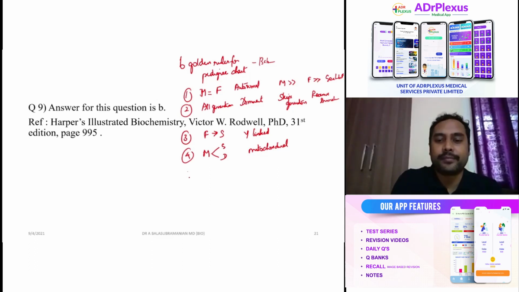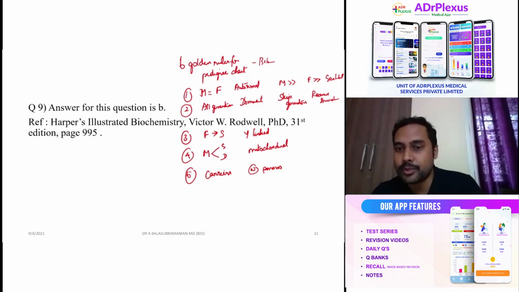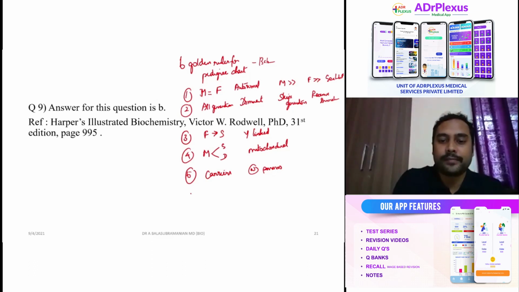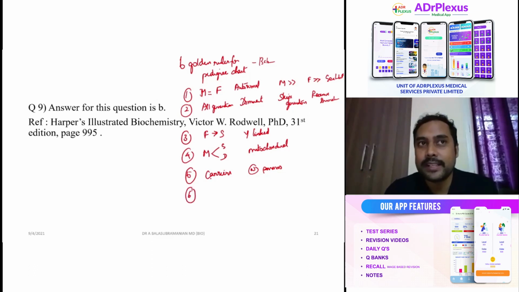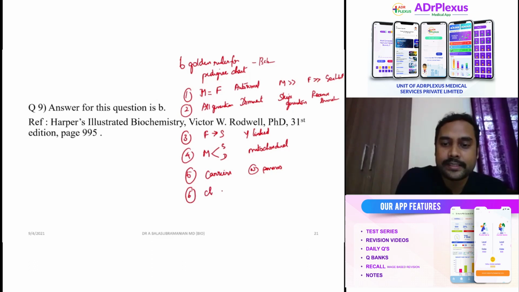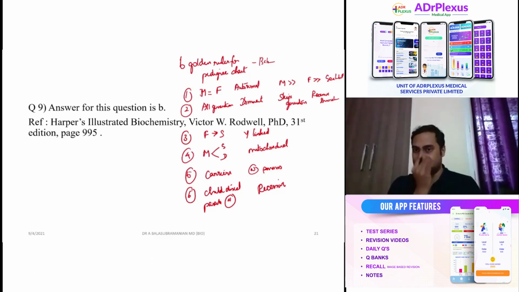Number 5. Carriers are considered as normal persons. They are not diseased, they are considered as normal persons when it comes to our rules. Okay. Number 6. If a diseased child is born to normal parents, child diseased, parents normal, then this is a recessive disorder. These are the 6 points you have to remember.